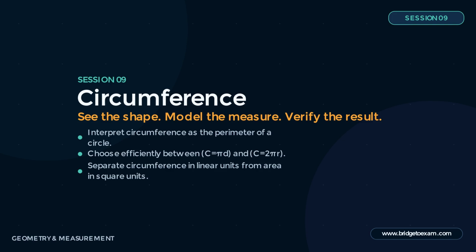Choose efficiently between C equals pi D and C equals 2 pi R. Separate circumference in linear units from area and square units. Keep the diagram, the calculation, and the unit connected at every step.